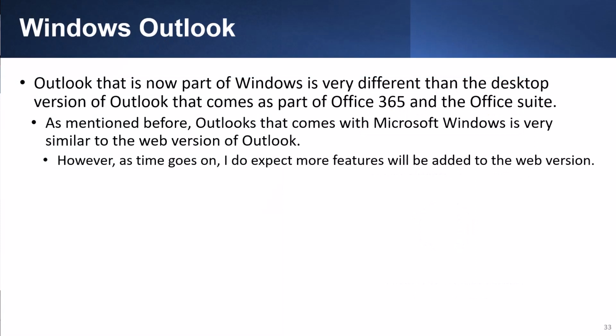Outlook that is not part of Windows is very different than the desktop version of Outlook that comes as part of Office 365 and the Office suite. As mentioned before, Outlook that comes with Microsoft Windows is very similar to the web version of Outlook. However, as time goes on, I do expect more features will be added to the web version.